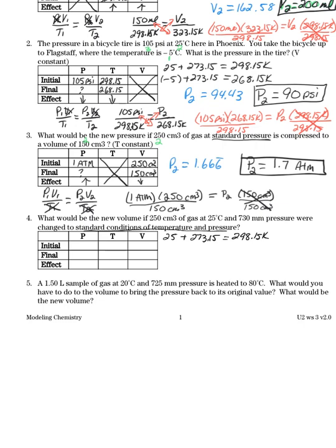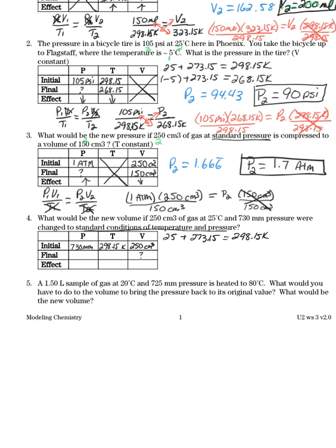Okay, so what would be the new volume? Volume is what I'm going to be solving for. My starting volume is 250 cm cubed, my temperature is 298.15 Kelvin, and my pressure is 730 millimeters of mercury. Notice how the mercury is left off just because it makes it too long. So I'm looking for my final volume.